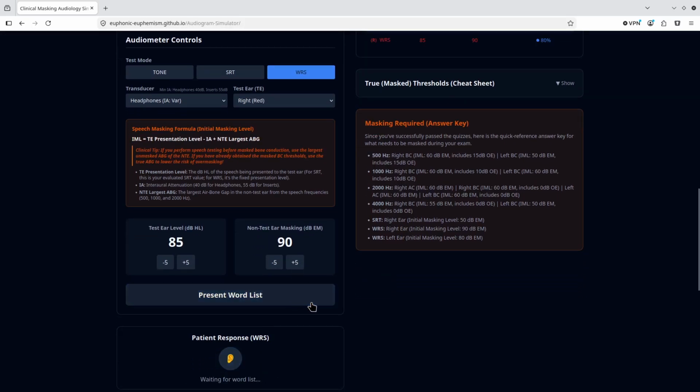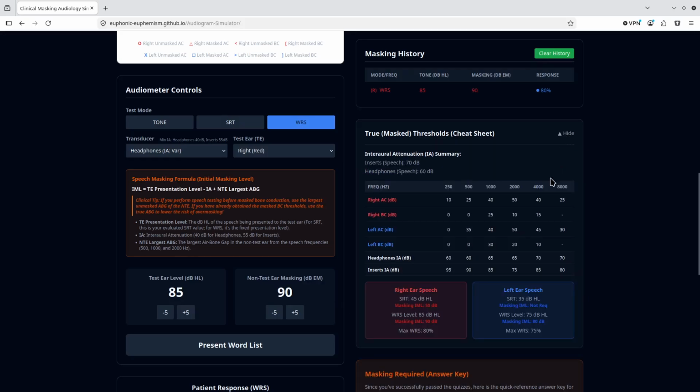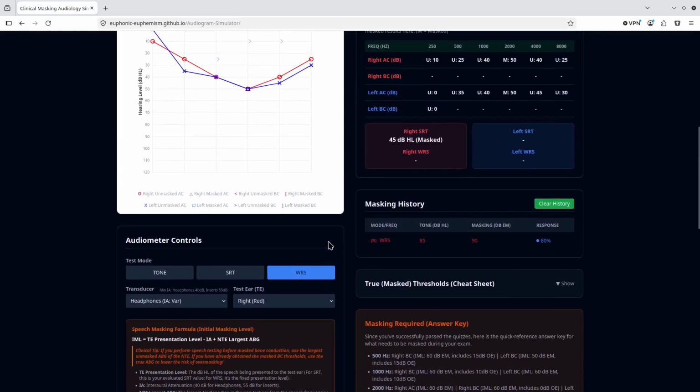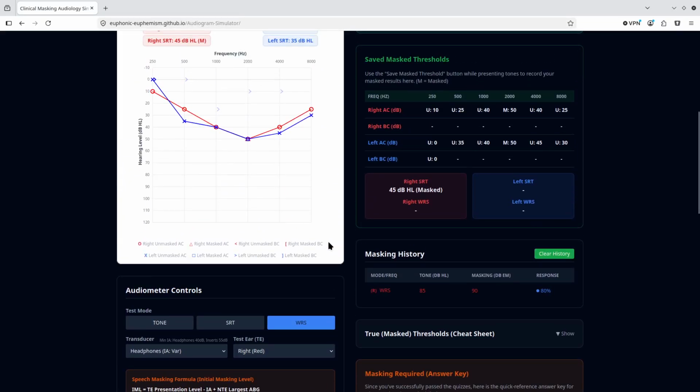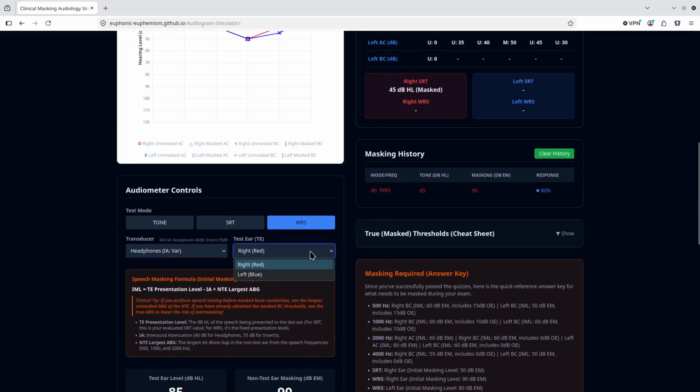Let's take a look. Let's see what our cheat sheet shows us here. Oh, we got it right. We got it right. 85 and 90. And we got max of 80% correct. We got that 100% right. Just so happened we weren't overmasking. We could have been overmasking in this situation, but we happened not to be. But let's check for the left ear now.